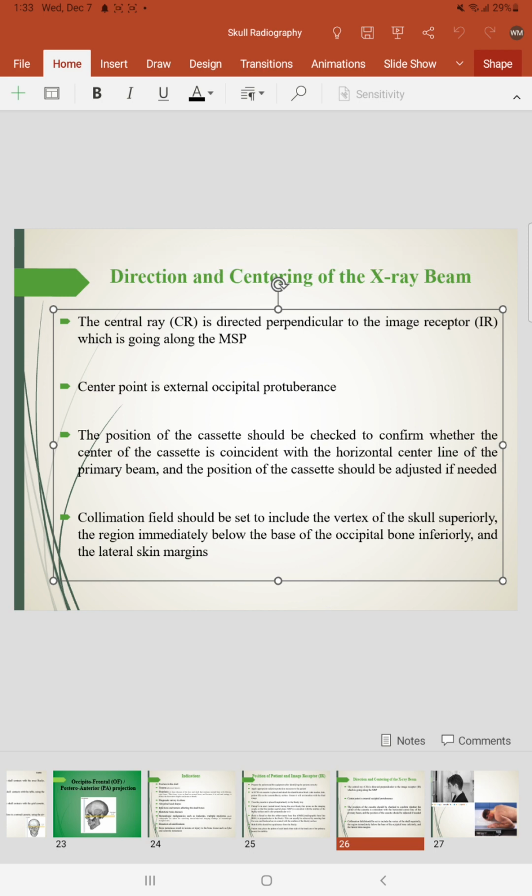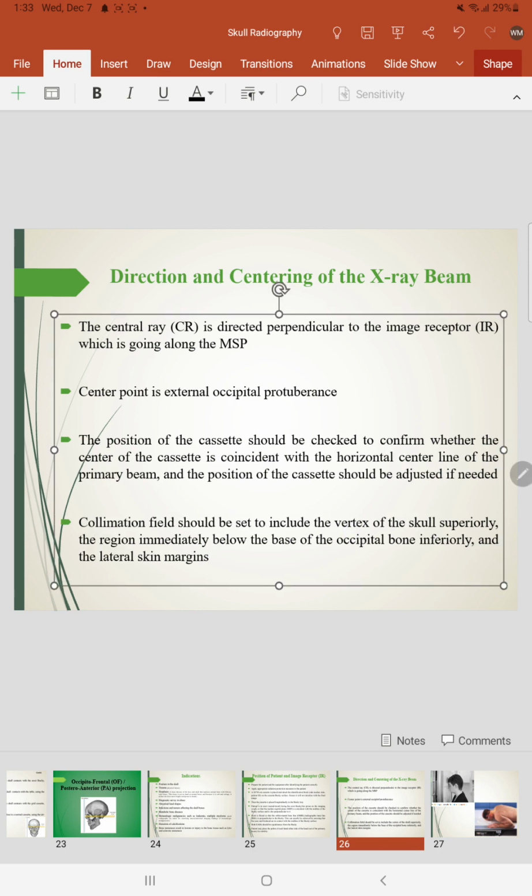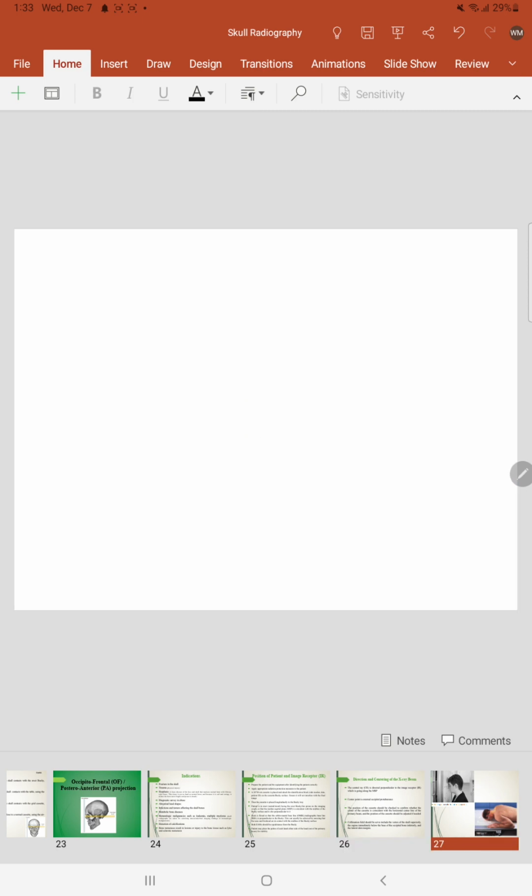Then the collimation field should be set to include the vertex of the skull superiorly, the region immediately below the base of the occipital bone inferiorly, and the lateral skin margins.